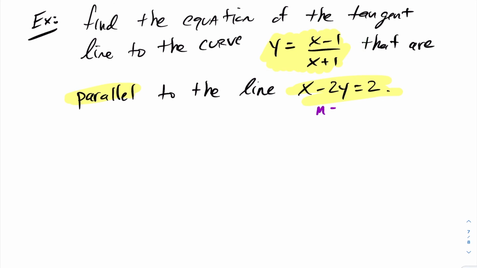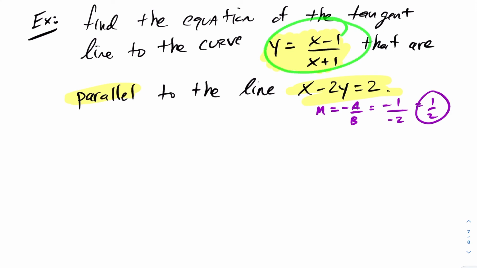Well, the slope of this line is going to be, for any line in standard form, negative a over b. In this case here, my a value is 1 and my b value is negative 2. So the slope of this line is a half. So I want to find all tangent equations on this curve that have a slope of a half. Well, therefore, I first have to calculate my dy dx.